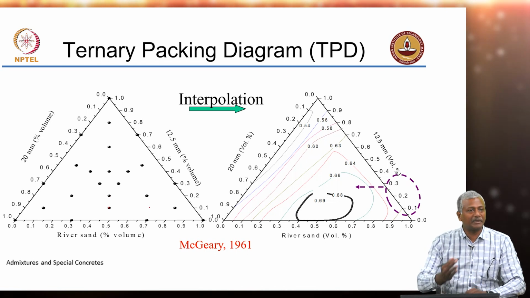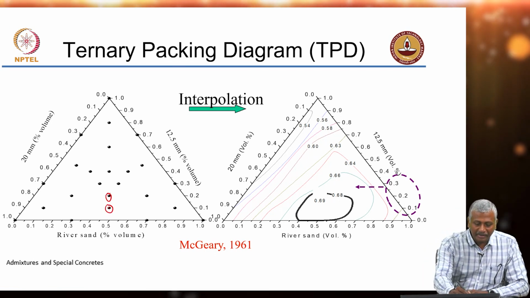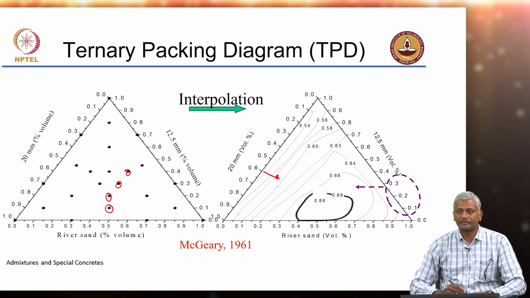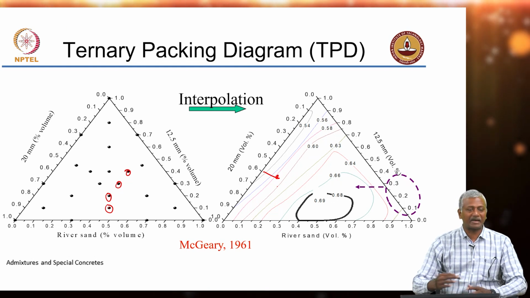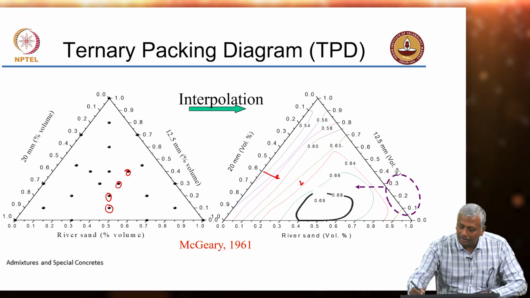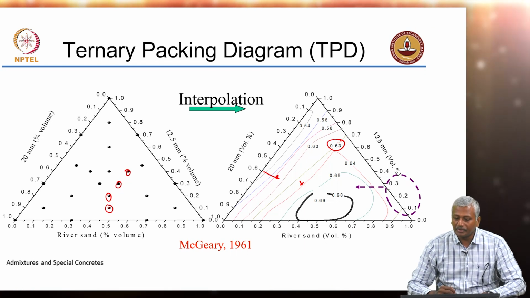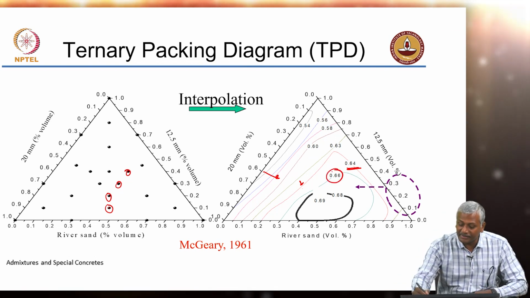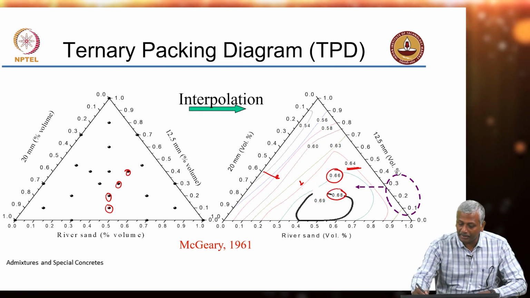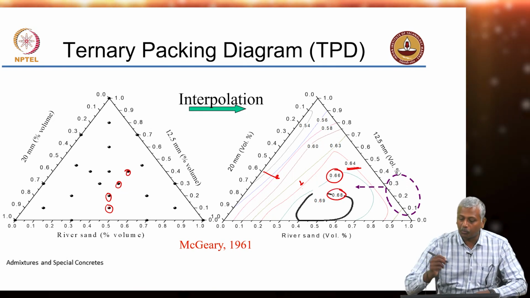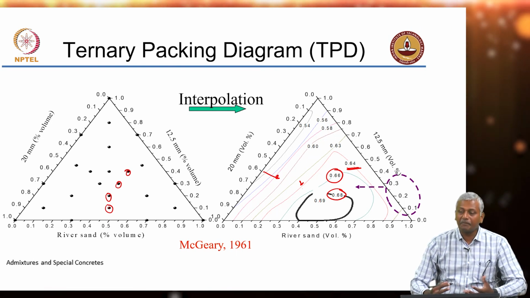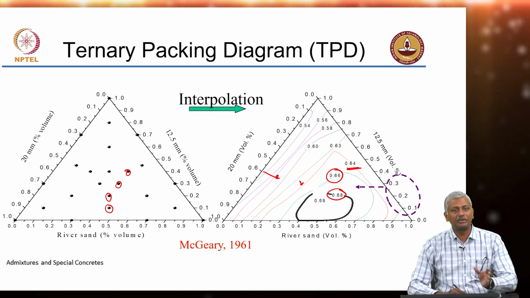Based on the mathematical package, the packing densities obtained for all these points were converted into packing density contours. So these are contours for packing density. That means along this red line, the packing density is 0.64. Along this blue line, I can't see the color, 0.66 is the packing density. Along this dark black line, 0.68, and there is one particular point where the packing density is 0.69. So the packing density contours can be generated by doing this kind of work.